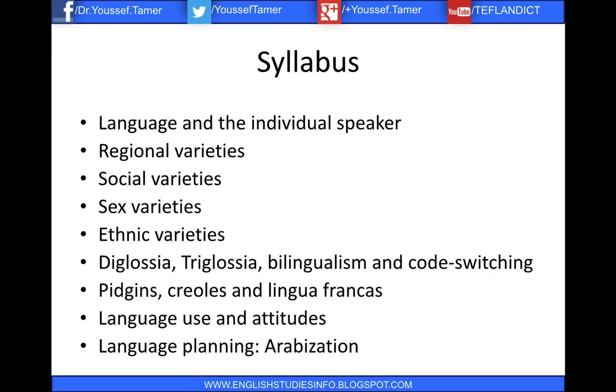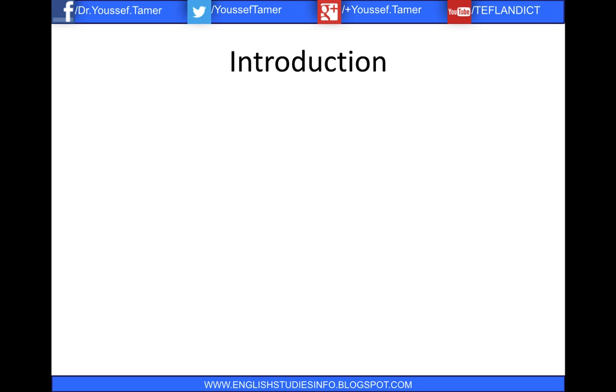Of course, as we are going to see later on, it suffered from some problems. We will discuss the details later on. But this is just briefly what we mean by this language planning policy called Arabization. So now with this, I am done with introducing the syllabus to you, and I move on to today's lecture.